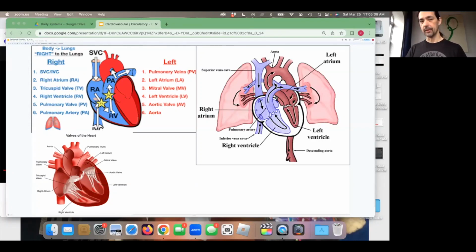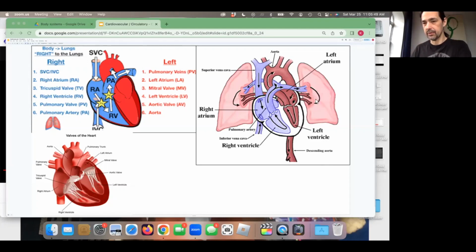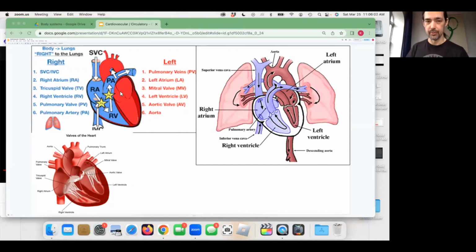From the pulmonary artery, it goes to the lungs. Once it reaches the lungs, the blood gives off carbon dioxide and picks up or absorbs oxygen. And then it returns through the pulmonary veins to the heart. So it goes through the pulmonary veins and it comes into the left atrium. And then from the left atrium, it passes through the mitral valve into the left ventricle. From the left ventricle, it goes through the aortic valve through the aorta. And then from the aorta, it goes out to the rest of the body.